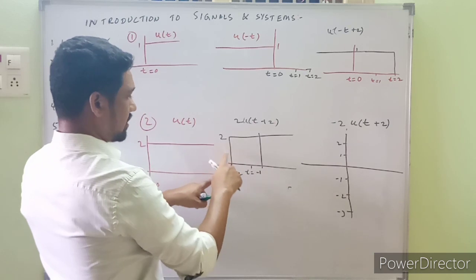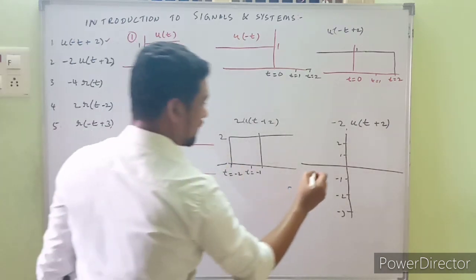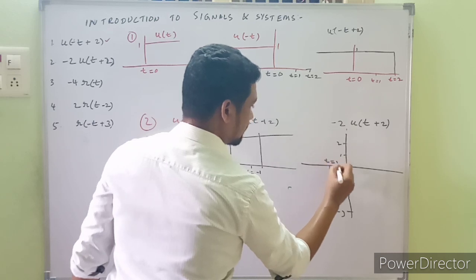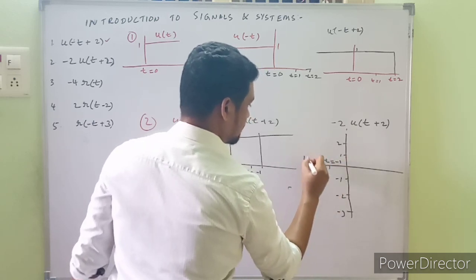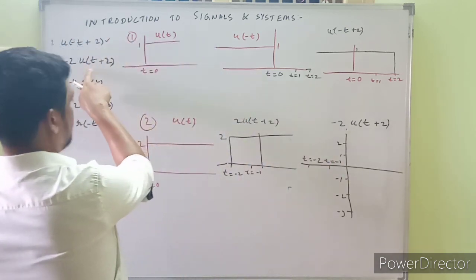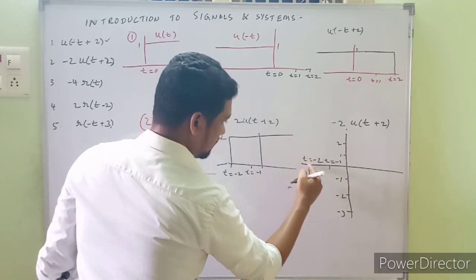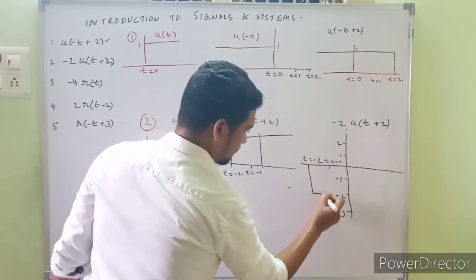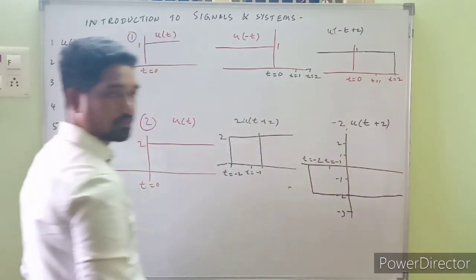And it's a negative amplitude. Finally, we need to have the negative amplitude commencing from t equal to -1, t equal to -2. My final sketch for this one is like this. It starts commencing from t equal to -2 with an amplitude 2. This is my sketch for this one.